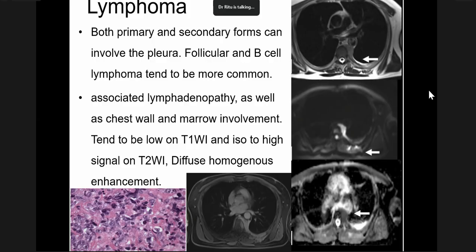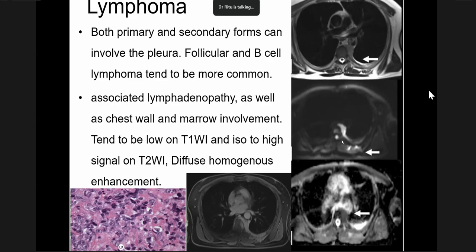Both primary and secondary forms can involve the pleura, and the most common pleural tumors tend to be follicular and B-cell lymphomas. You can have associated adenopathy, and they tend to be low signal because they are also more fibrous tissue. They are dark on T1, dark on T2, and then they tend to enhance pretty avidly and uniformly on post-contrast.